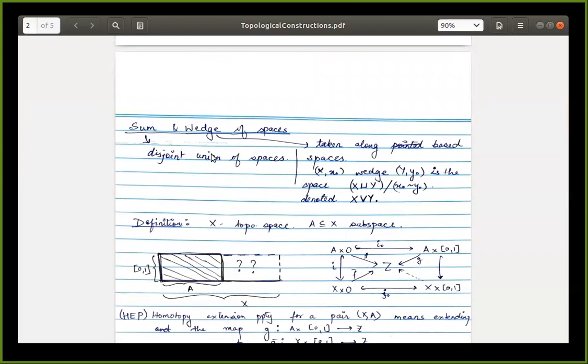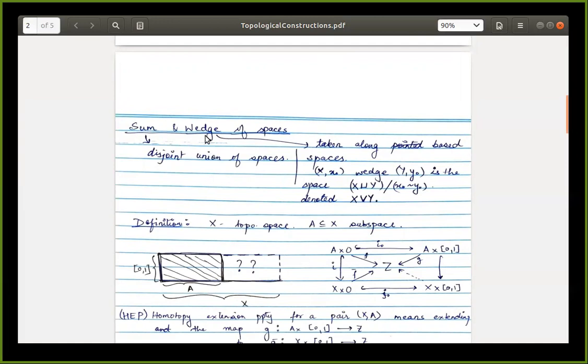So sum is nothing but the disjoint union of spaces, and then any subset will be open if it was... of course it's a disjoint union, so the open sets of the two spaces also come through this disjoint union. So then a set in this collection is going to look like U disjoint union V, with U coming from X and V coming from Y. Then you say that U disjoint union V is open if and only if U was open in X and V was open in Y.